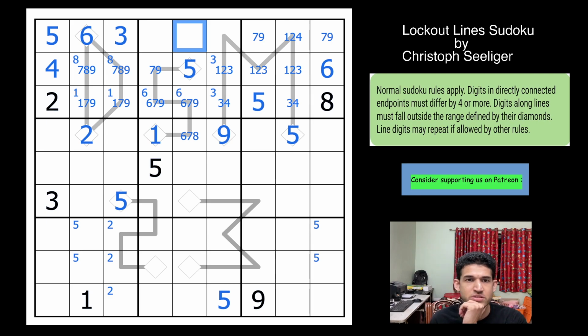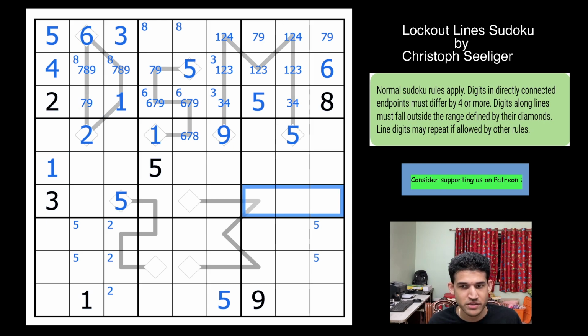What do we do next? Okay, this one has to be 1, 2, 3 or 4, right? So it's 1, 2, 4 because it's on this lockout line. And 8 must be in this domino. 1 is not here, so 1 goes here. That's not 1, 7, 9, so 1 goes here, classic. That puts 1 here.